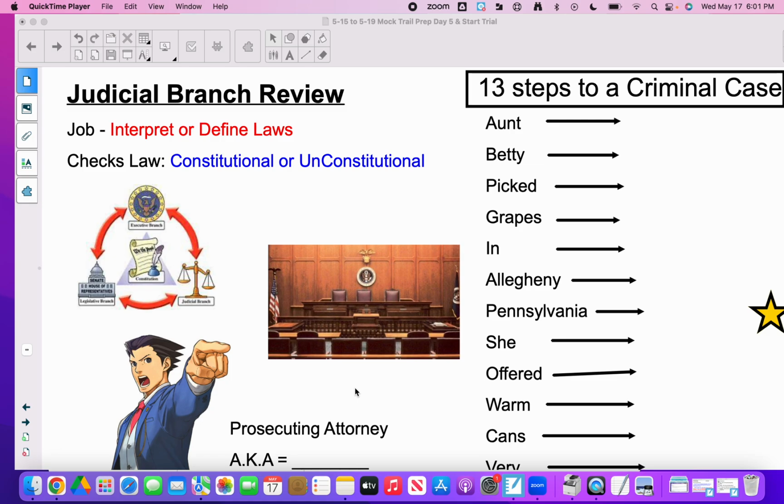Our job here is to review the judicial branch in as much detail as possible so that you might get a better test score on the end of your baseline. Let's start off again talking about checks and balances.